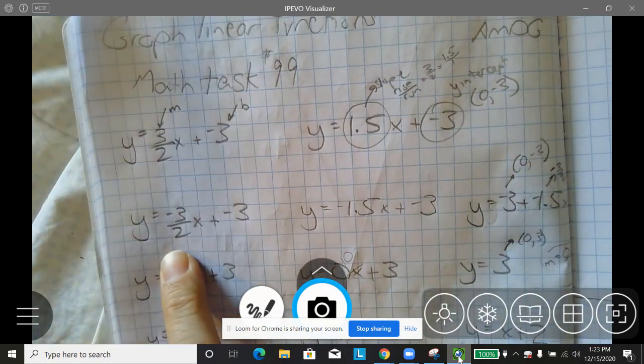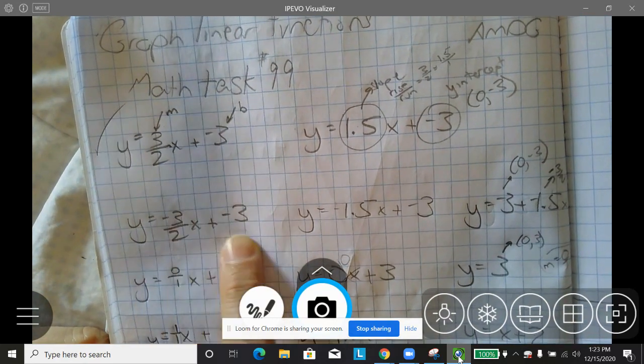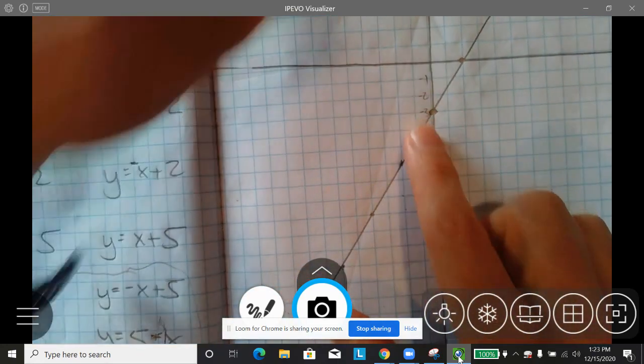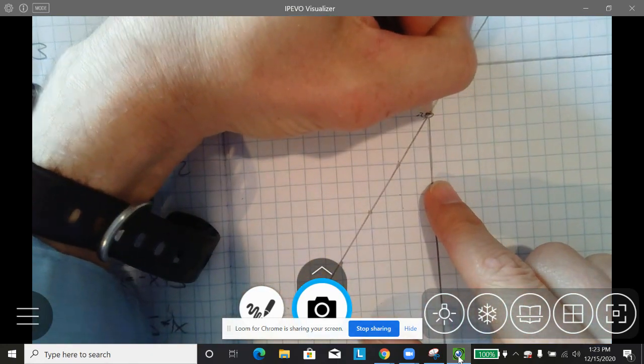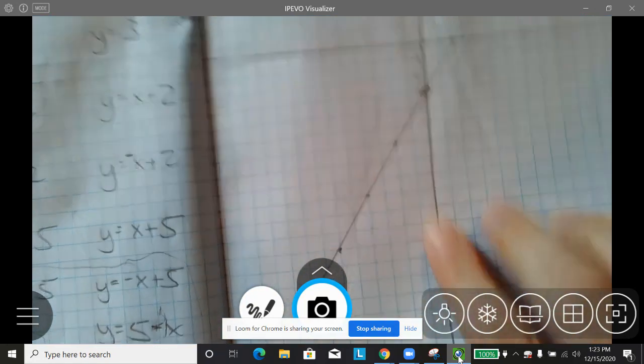All right. Next line we're going to do, put a little check next to that. Done. Now we're going to do this line. I'm going to start with the y-intercept, which is negative 3. And that's going to be right here. So we have a common point. And again, without the slope, I don't know where this is going.